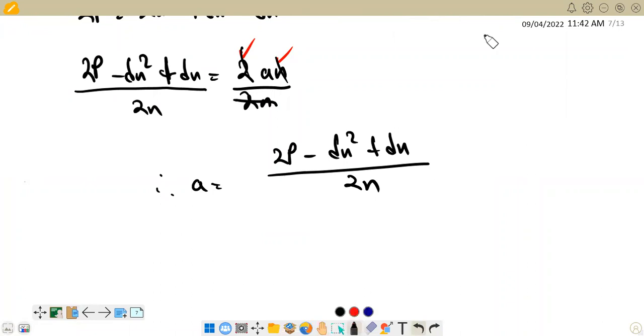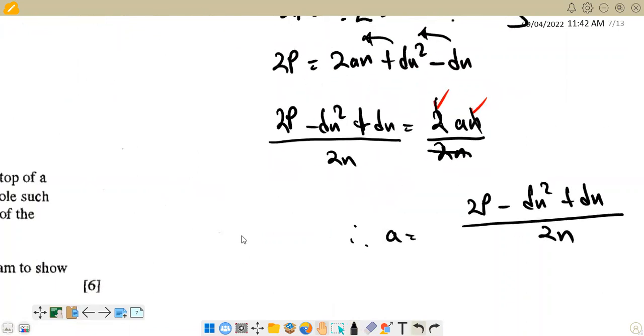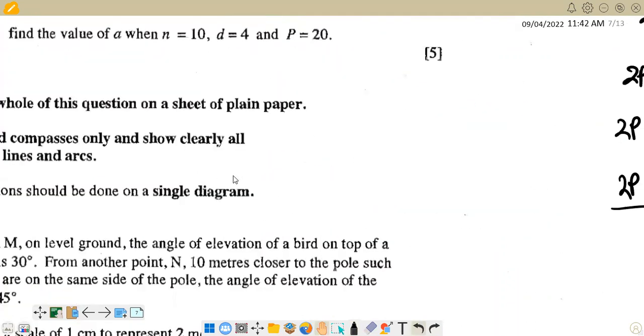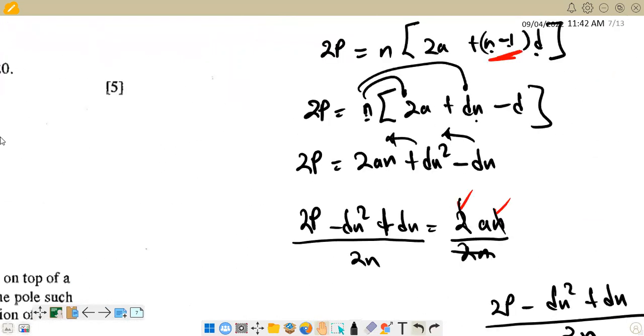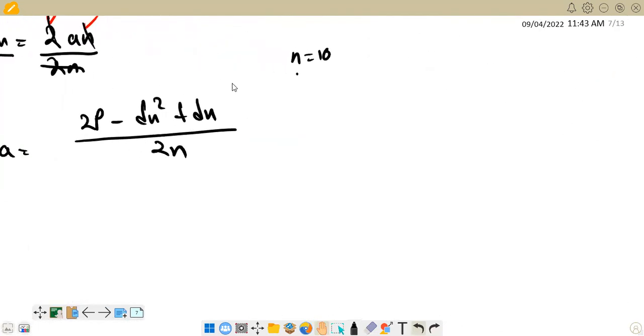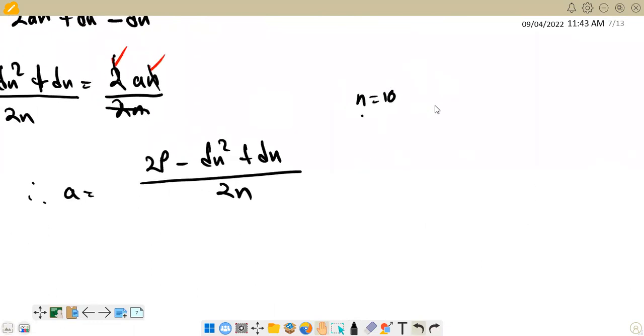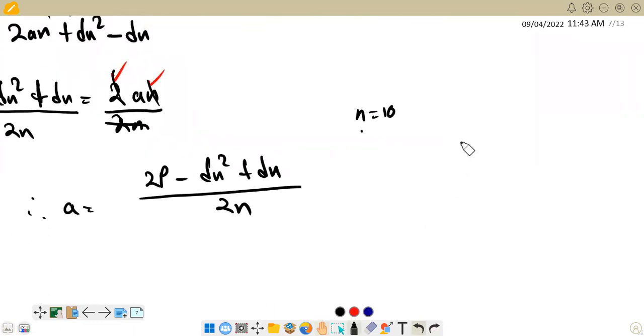Let me just take this question paper. I don't know where I put it, but we're given that n is equal to 10. I'll just cross check the question paper. d is 4 and p is 20. So d, that's a 4 here, and p is equal to 20. So that is what you're given.